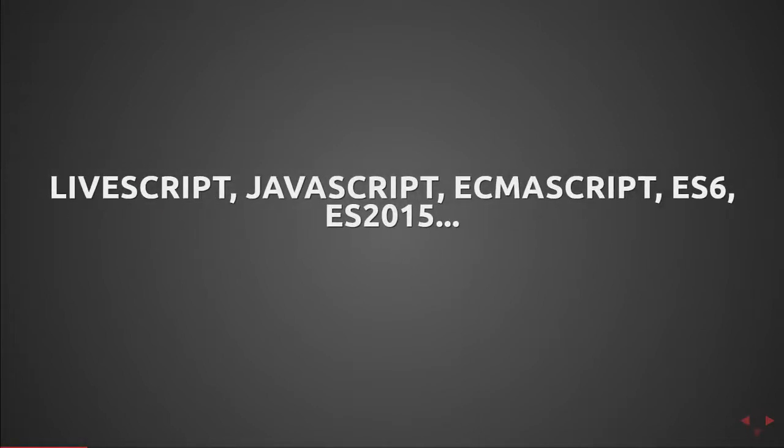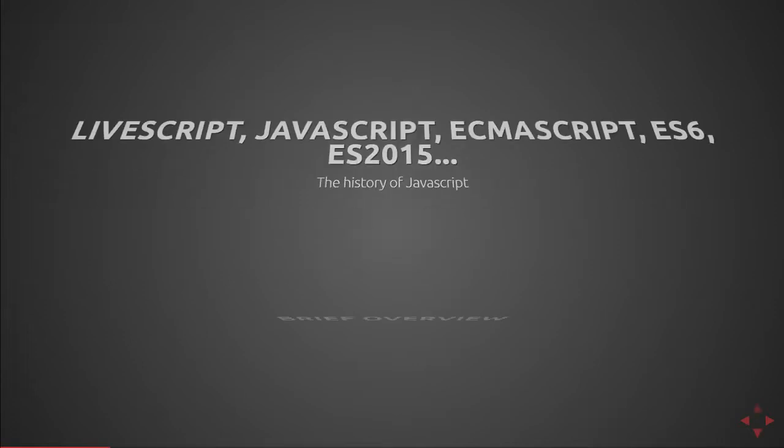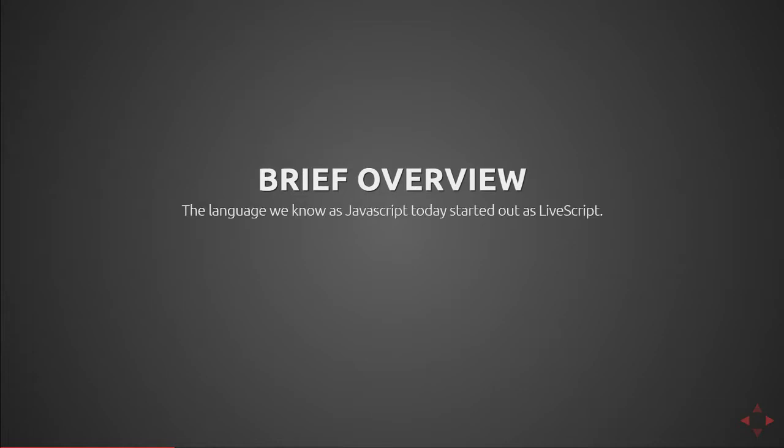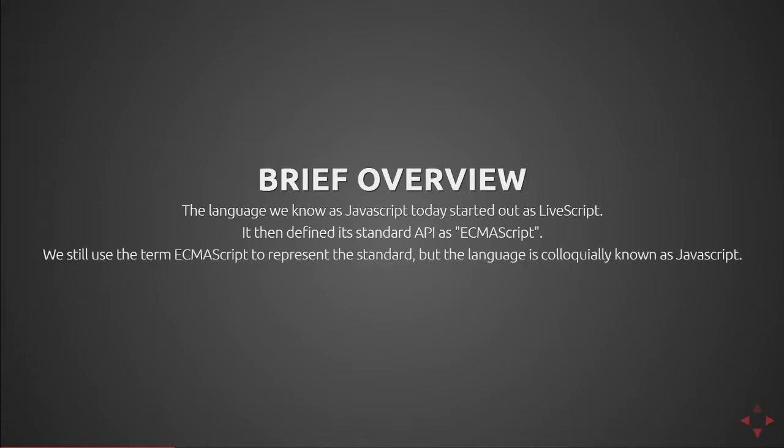First of all, you need to realize that JavaScript has a long and storied past, so let's cover a history of JavaScript quick. A brief overview is that the language we know of today as JavaScript started out as Mocha and then transitioned very quickly into LiveScript. It then defined its standard API as ECMAScript. We still use this term ECMAScript to represent that standard, but the language is colloquially known as JavaScript.